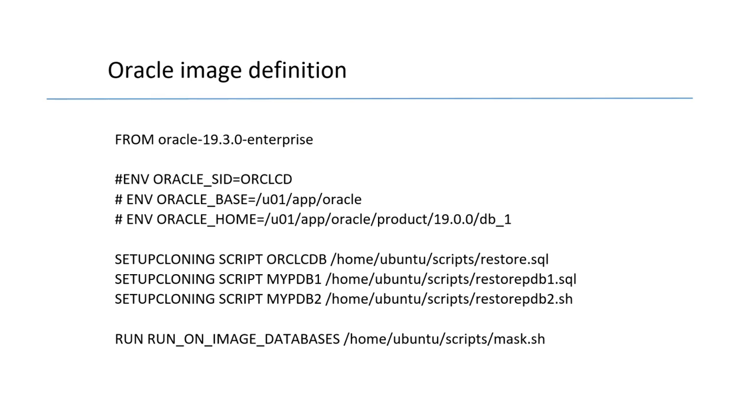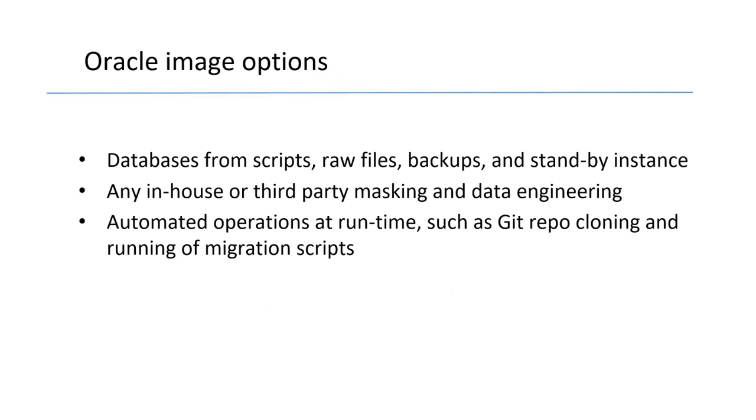and other data engineering. In our example here, we're working with a particular Oracle release and edition. We're sourcing databases from backups. We're applying data masking. Data masking would typically be built into the image as it is here in this Docker file. But other steps can also be run at runtime as the databases are provisioned. Cloning a Git repo and running migration scripts is a good example of a runtime process that can be orchestrated by Windocks.